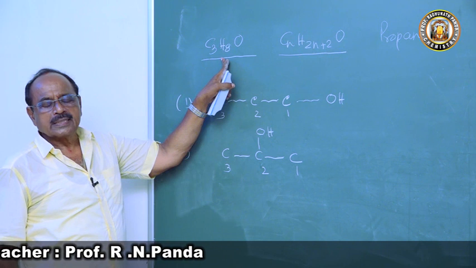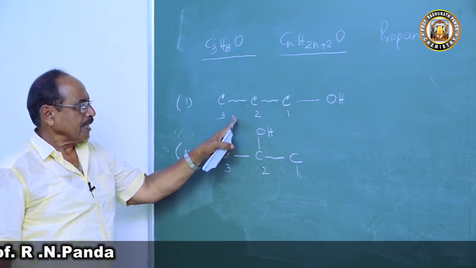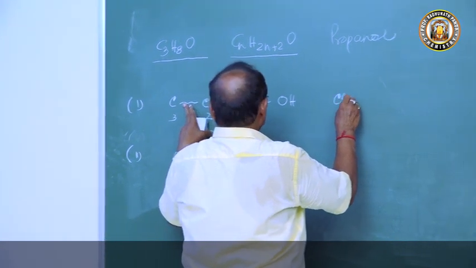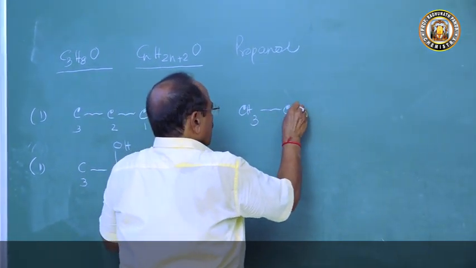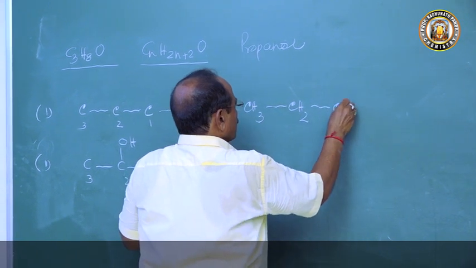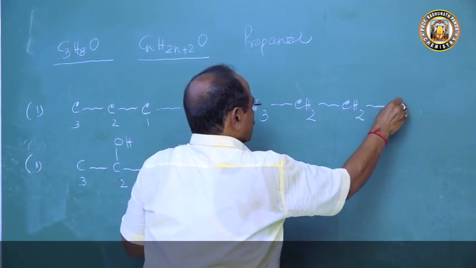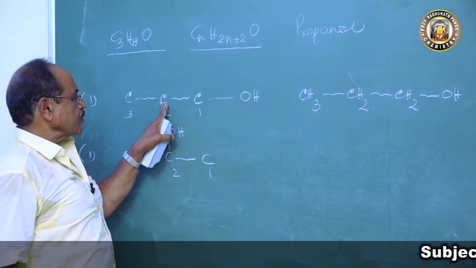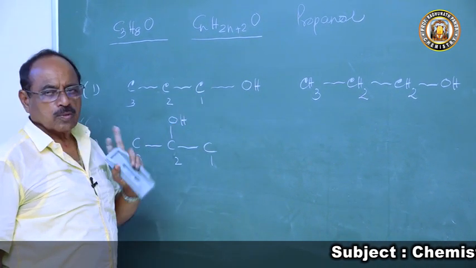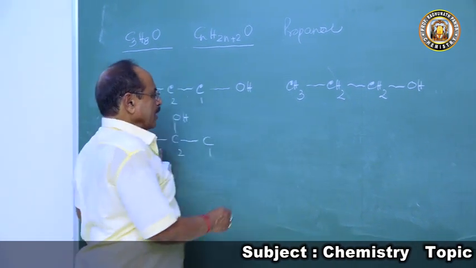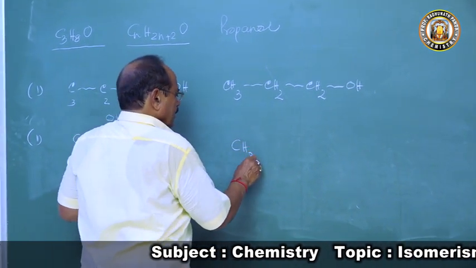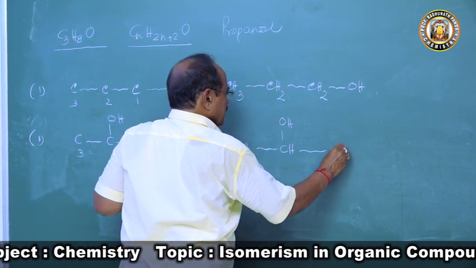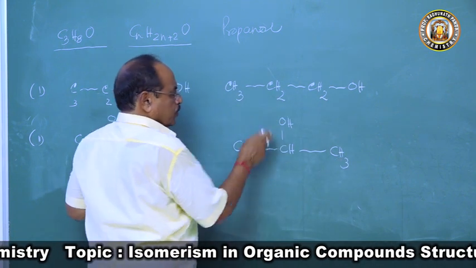the molecular formula C3H8O. Now if you write the full form, here 1 gone, CH3, then 1, 2 gone, CH2, and 1, 2 gone, CH2OH. We get the structure for this. CH3, CH2, CH2OH. Now if you come to this, CH3, CH, OH, and this is CH3. So you have 2 structures now.